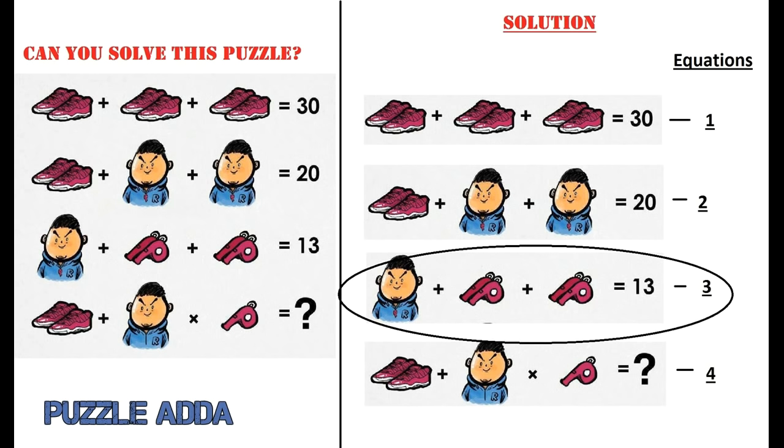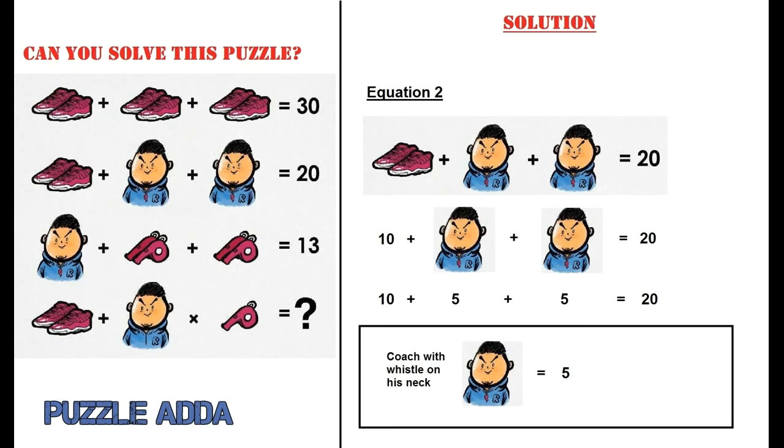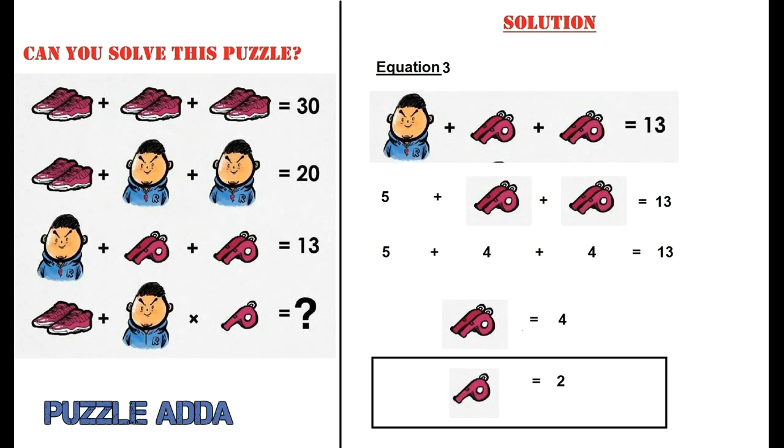Now we move on to the third equation. The equation says coach with whistle on neck plus two whistles in the second figure, then two whistles in the third figure. So the equation is coach with whistle on neck plus two whistles plus two whistles is equal to 13. From the second equation, coach with whistle on neck is equal to 5. Replacing that, the equation is 5 plus 2 whistles plus 2 whistles is equal to 13. So 2 whistles will be equal to 4. Replacing the values in the third equation, 5 plus 4 plus 4 is equal to 13. So 1 whistle will be equal to 2.